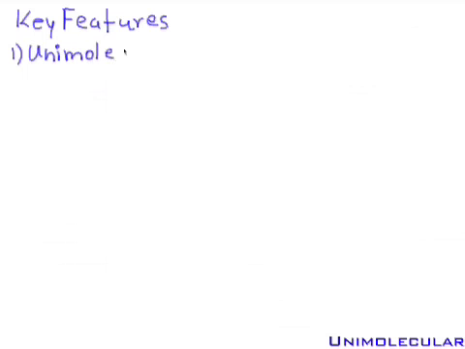Unimolecular means that the rate of formation of the transition state in the rate determining step, rate determining meaning slow step, is controlled by only one of the reagents. In other words, only one of the reagents affects the rate of reaction.